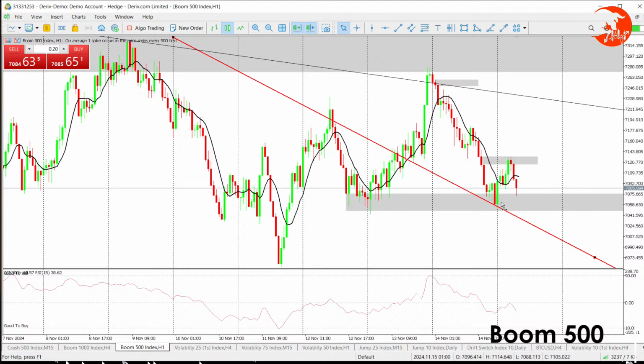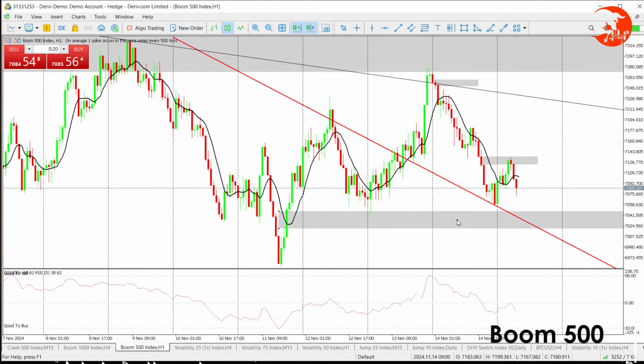This is the one I'm seeing here. It was touched here, bounced off, went back there. Here it has not touched yet. So until price breaks this level here, I'm not seeing sales. Yeah, until price breaks this level here.